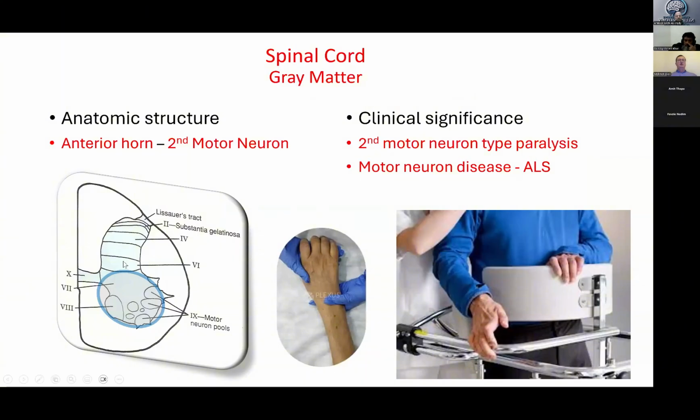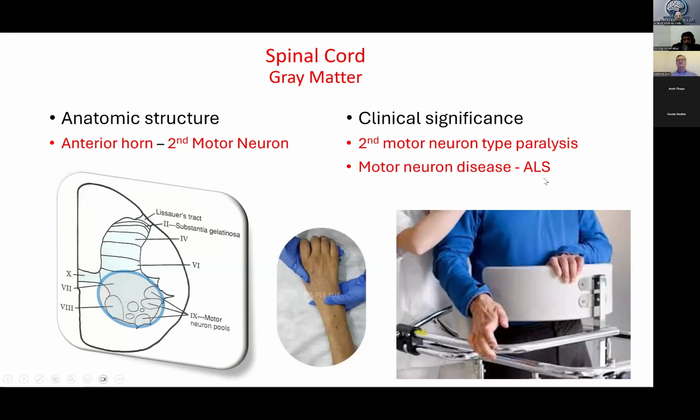What about the anterior horn cells? What is the significance of that clinically? This is the second motor neuron, as you know, and the so-called motor neuron disease, ALS, is a lesion of those motor neurons, and it is not a surgical disease, as you know.